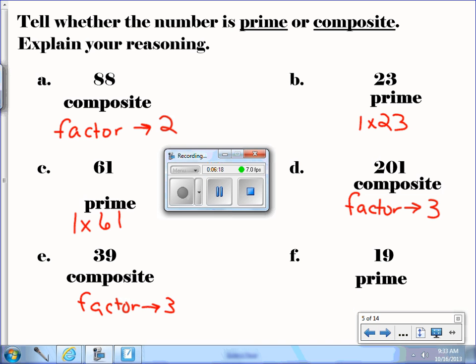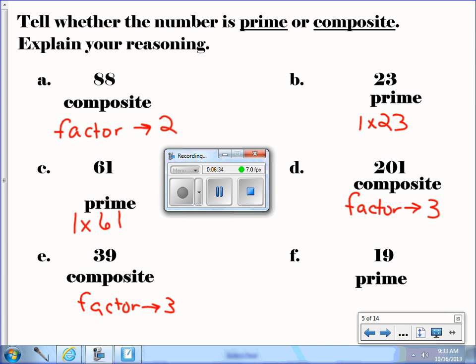Now, in your notes, you should have written down what each one was. 88 is a composite because it has a factor of 2 and 44, but you only need to discredit it by just saying it's not 1 and itself, so it's not a prime.